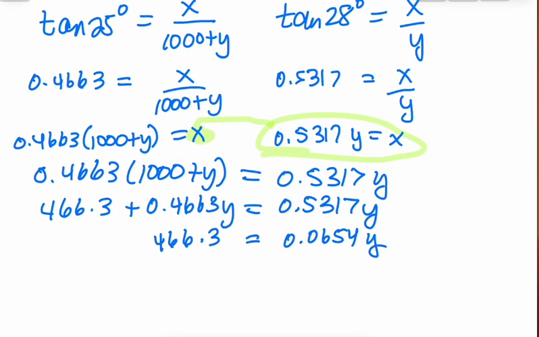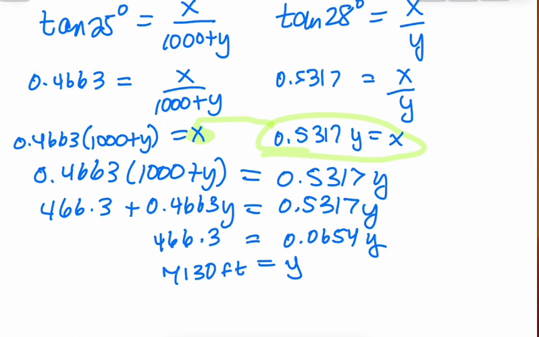So now we're even closer to finding out what y is. Now, if something is multiplied by your variable and you need to get rid of it, we use the opposite, division. So let's divide off the 0.0654. So y is equal to 466.3 divided by 0.0654, and that is 7,130.